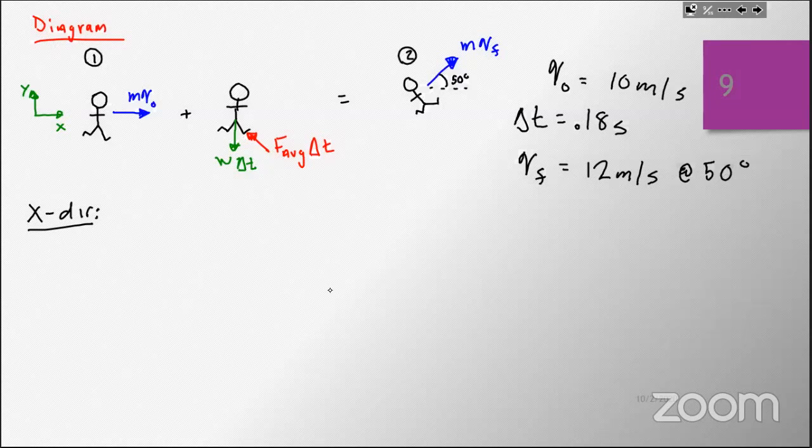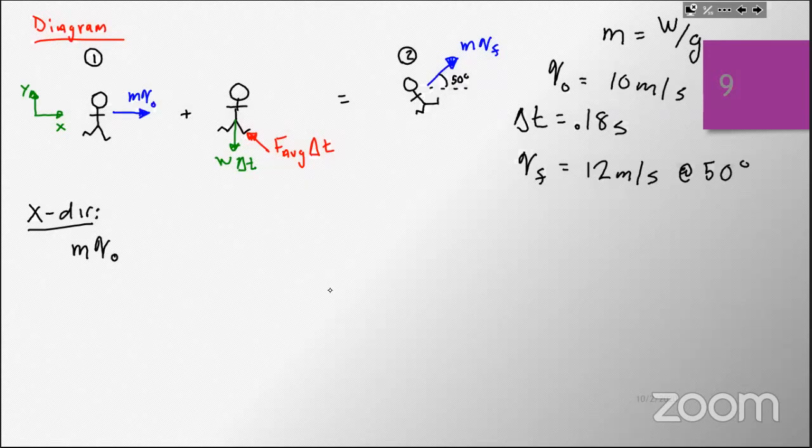So initially, how much momentum do I have in the x direction? Not the number, just what percentage of this? Yeah, it's all horizontal. It's all in the x direction. So my initial momentum in the x direction is mv naught.